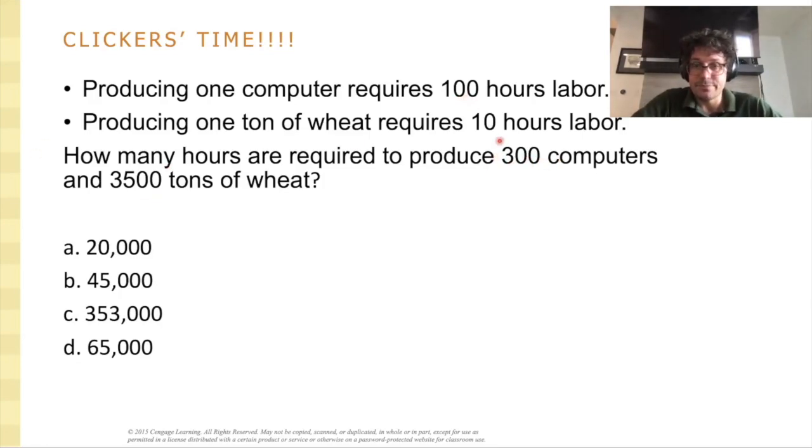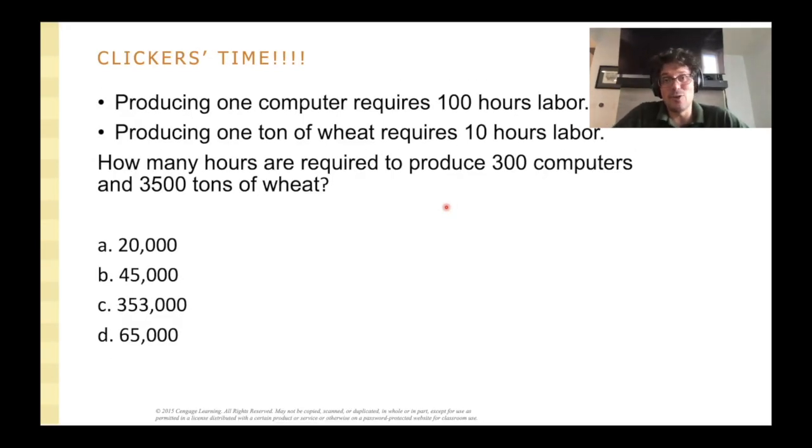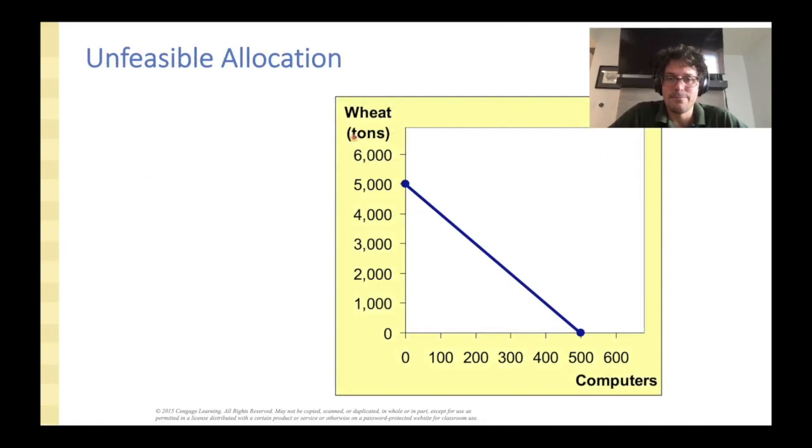So the solution here is that 65,000 labor hours are required in order for this economy to produce this allocation given this technology. But remember, we have only 50,000 labor hours. So do you think this allocation is feasible or not feasible? Clearly, this allocation is not feasible.